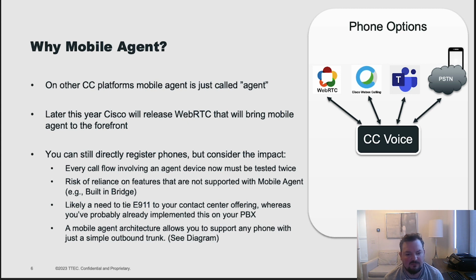They have to go spend 4 months of their project implementing E911, testing that out. Meanwhile, you probably already have this on your enterprise PBX, so why not just leave the phone on your enterprise PBX if that's what you want? Maybe you're moving towards WebRTC, that's great as well. But so you can reduce that time that you need to implement and hopefully not even have to implement it at all when you're following this approach. And then lastly, the mobile agent architecture allows you to support any phone with just a simple outbound trunk.